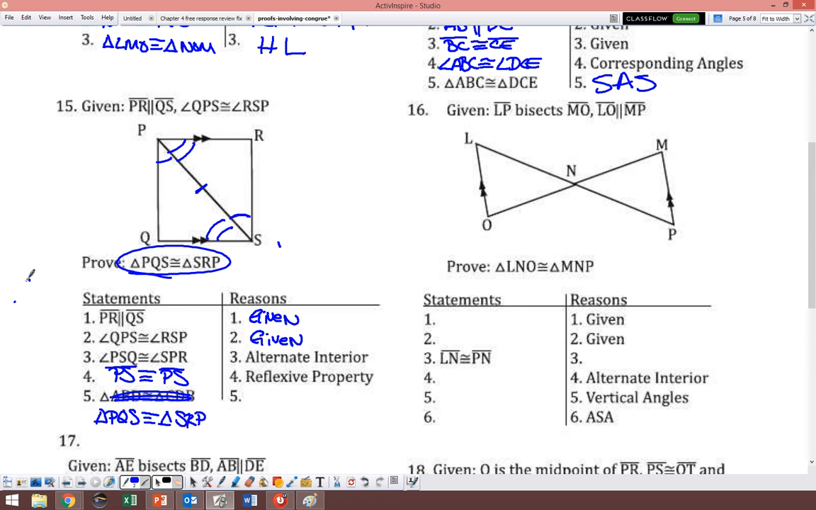Now everything's marked. Now I can go through and say, what is my reason that these two triangles are congruent? Angle, side, angle. Very good. Angle, side, angle. Did you see this right here? Since we have our markings. Oh, yeah. Angle, side, angle. Yes. Okay.